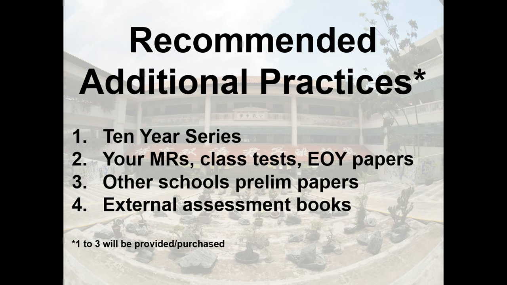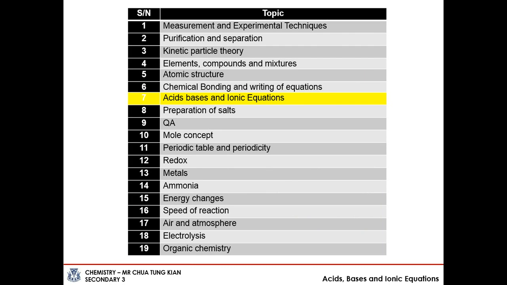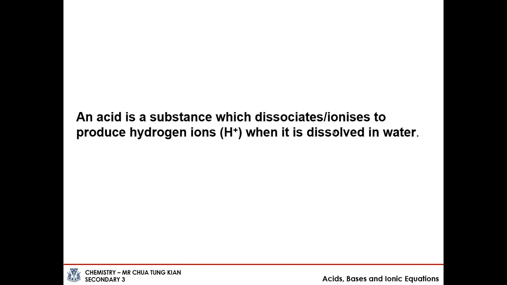Right, so these are some of the additional recommended practices: 10-year series, MRs, class tests, end of year papers, other schools' prelim papers, and external assessment books such as the 1001 chemistry book that you can obtain from Popular. So here it is. Today's topic: acid bases, a little bit on oxides, and a little bit on ionic equations. So let's move on to the topic proper.